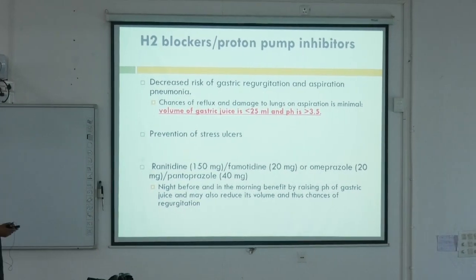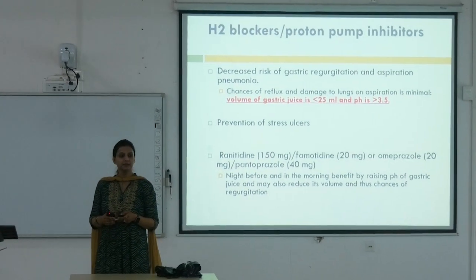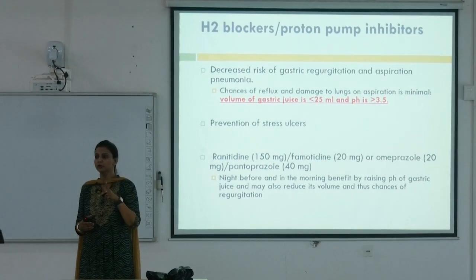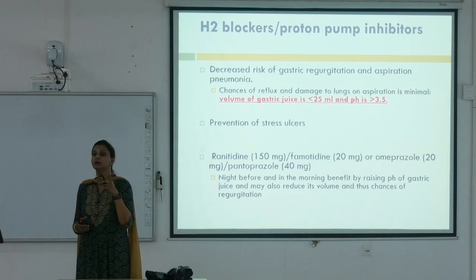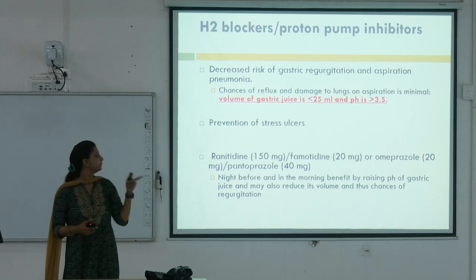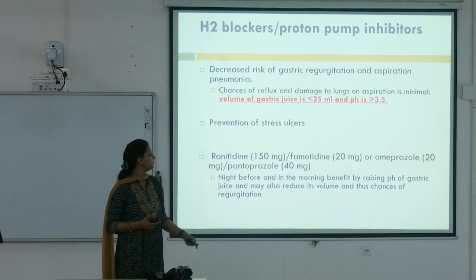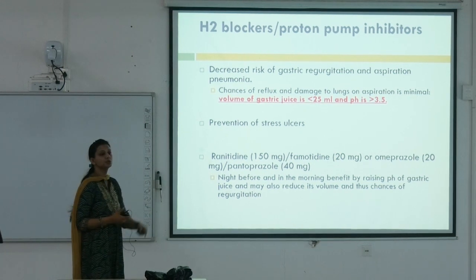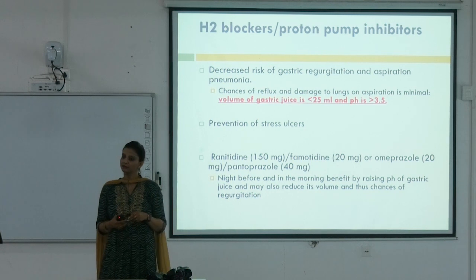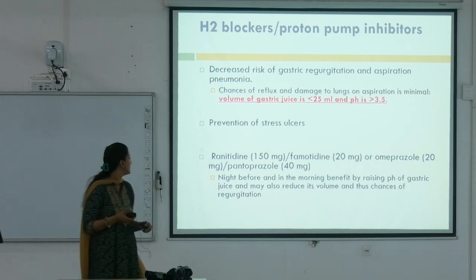Proton pump inhibitors or H2 blockers. What will happen? What will the proton pump inhibitors do to the gastric pH? I told you already. Increase. Gastric pH remains around 1.3 or 1.8, in this range, and it will increase it. It will take it to more than 3.5. Okay, and the volume of the gastric juice is also reduced. So this is the main effect. The less volume of gastric juice there is, what will be the chance of reflux? It will decrease. If the volume is more, there will be more reflux. Okay.